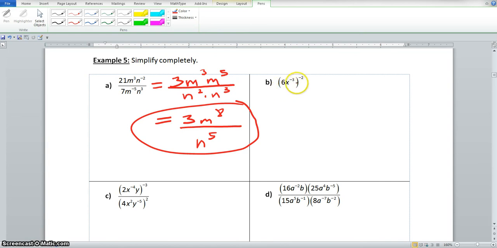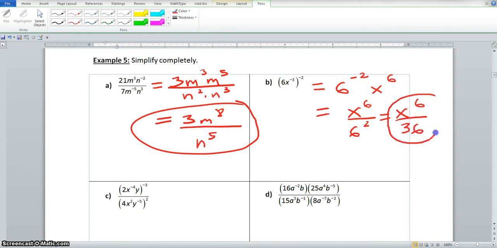We have 6x to the negative 3, all to the negative 2. Now remember, I told you when you have a power to a power, you multiply. But this 6 here would be 6 to the negative 2 power. And then we have x to the negative 3 to the negative 2. So negative 3 times negative 2 is a positive 6. So we will have x to the 6 in our numerator. This 6 to the negative 2 goes in the denominator as 6 to the positive 2 power. And our final answer would be x to the 6 over 36.